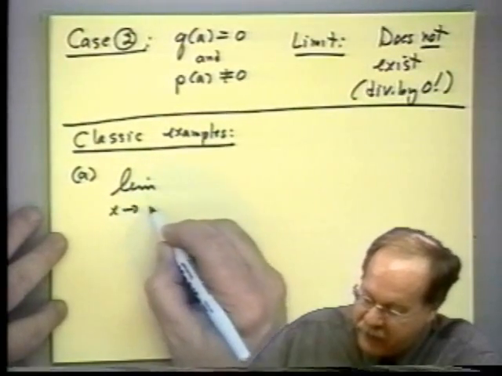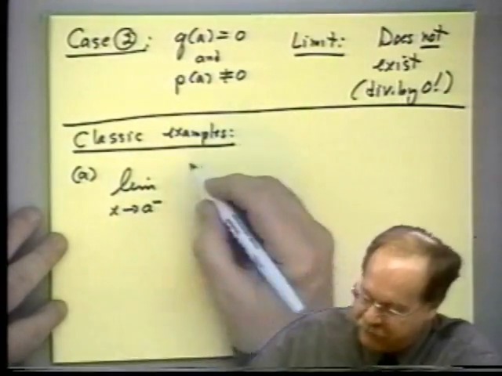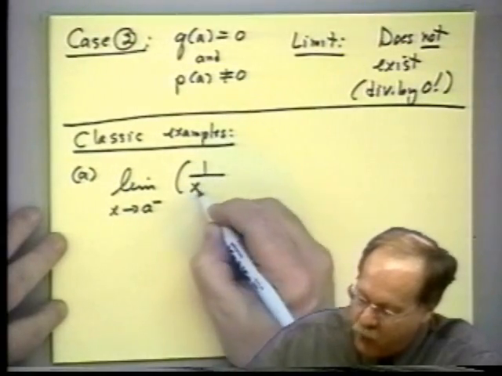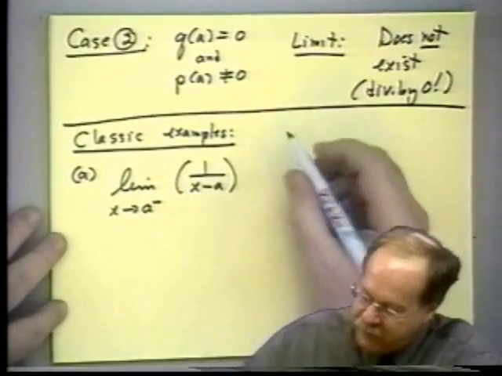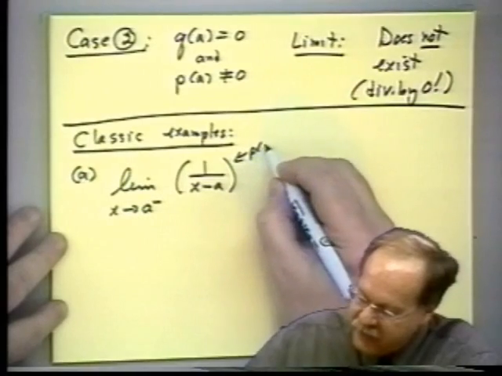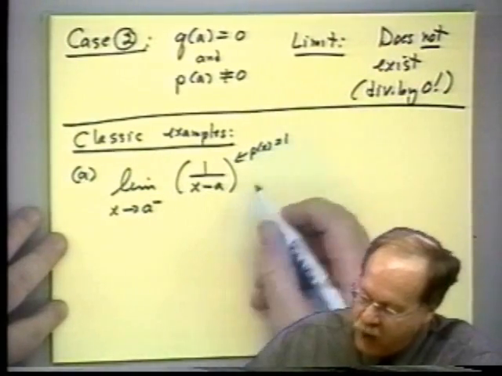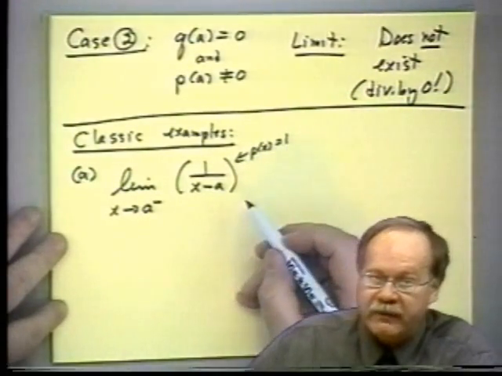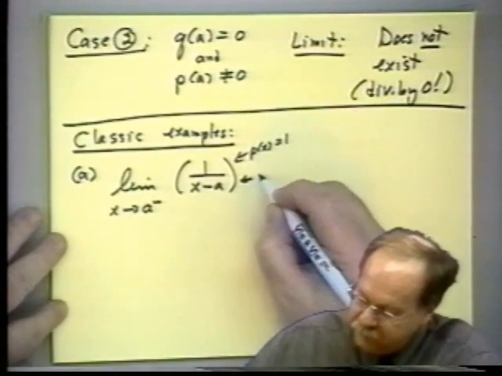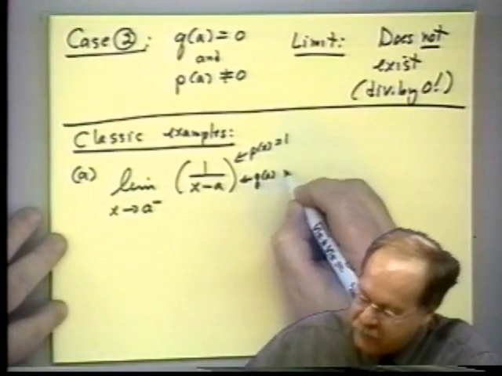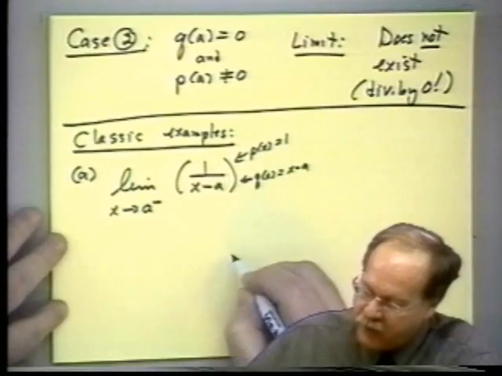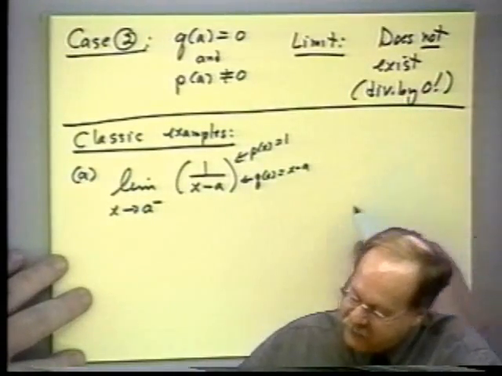Let's look at the limit as x approaches a from the left of the function 1 over x minus a. So here, p of x is simply the constant function 1. So nothing I do with the limit will affect p of x. And in this case, q of x is the function x minus a, of course. What does the graph of this look like?